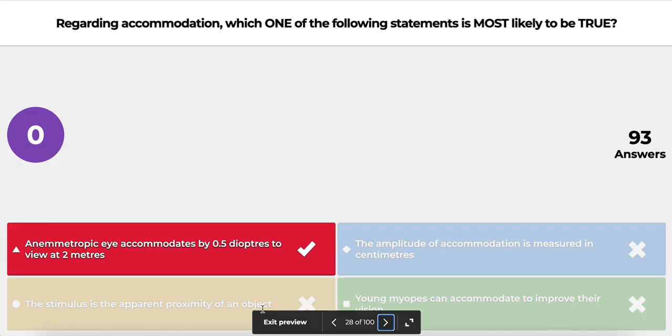So let's say, for example, if we put a minus lens in front of a patient's eye, he will accommodate in order to overcome this minus lens, and we didn't approximate the object. So this is not the only stimulus. The stimulus for accommodation is the blurring of the image. Young myopes can accommodate to improve their vision? No, young myopes, if they accommodate, the vision will worsen.